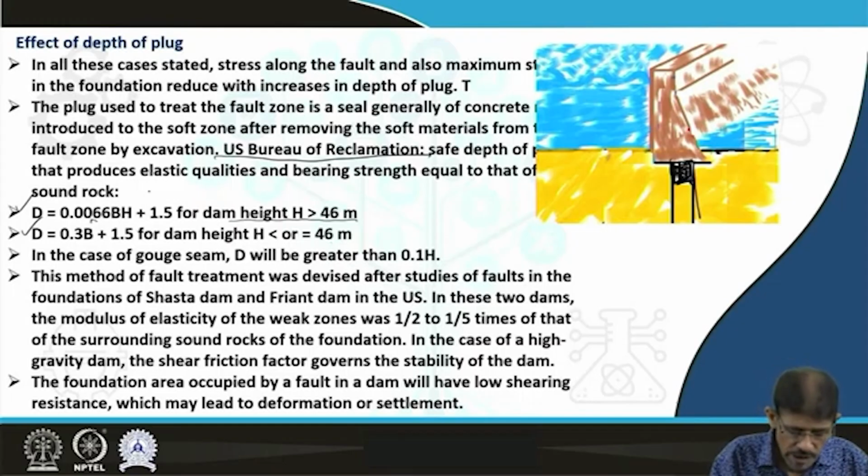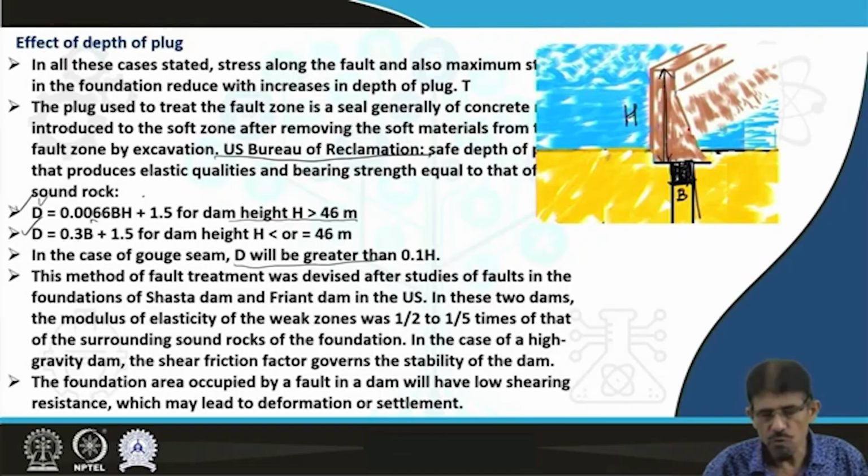In some books people have started writing 0.00, but the value calculated for the depth of excavation is very limited in such situations, therefore 0.0066 BH is justified, where D represents the depth of excavation, B represents the width of the fault zone or shear zone, and H is the height of the dam for which we are going to treat the fault located in the fault zone below the dam foundation. This method of fault treatment was devised after studies of faults in the foundations of the Shasta Dam and the Fen Dam in the US, and on the basis of this we have generated it.